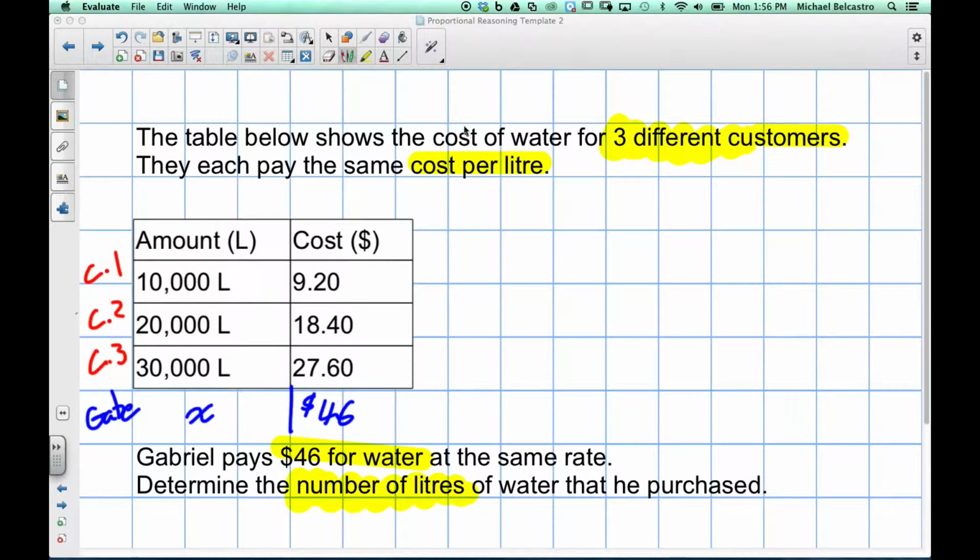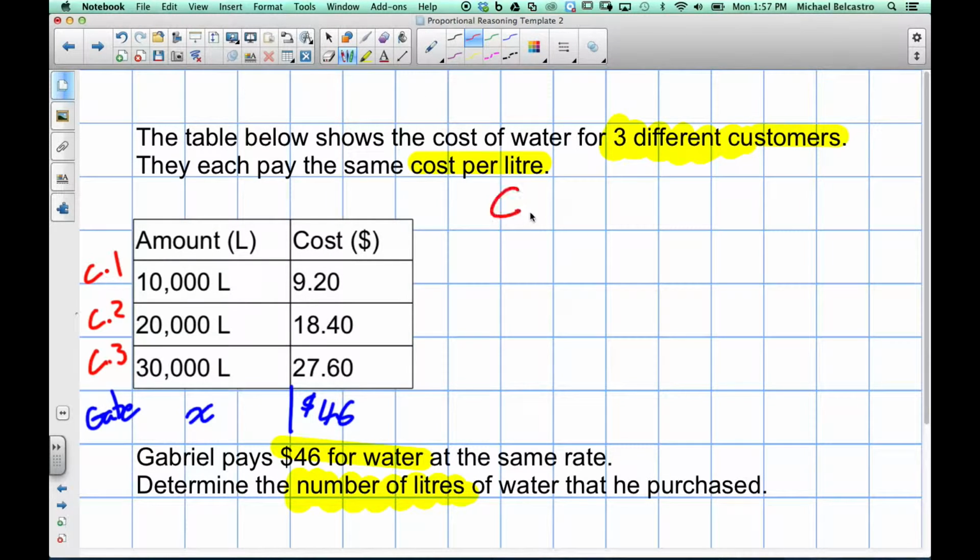So what we'll do is we'll set up, like we said, equivalent ratios. And that was just us checking to make sure everybody pays the same rate. So let's say we decide we're going to take customer 1. Okay. Well, customer 1, what we're going to do is set it up as his liters over his cost. Okay. So if we have his liters over his cost for customer 1, that's 10,000. Okay. And I'm going to call this row our liters here. Or actually, we'll just denote it with the letter L. Divided by his cost, which is 920.